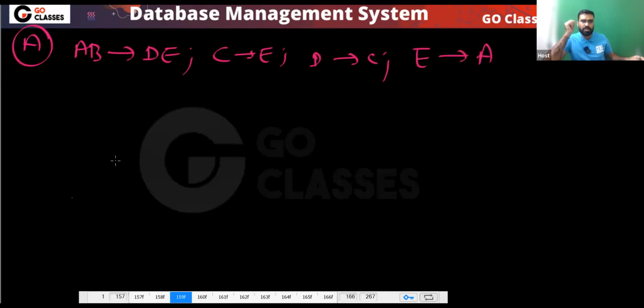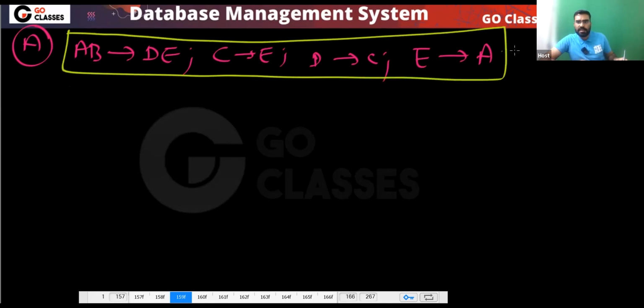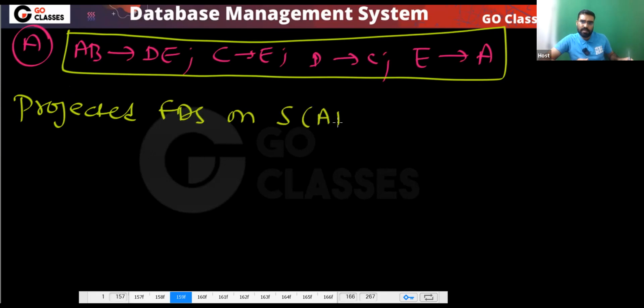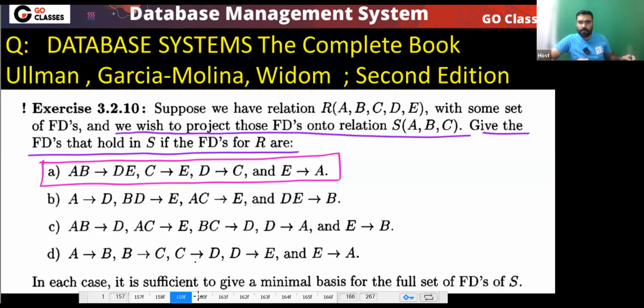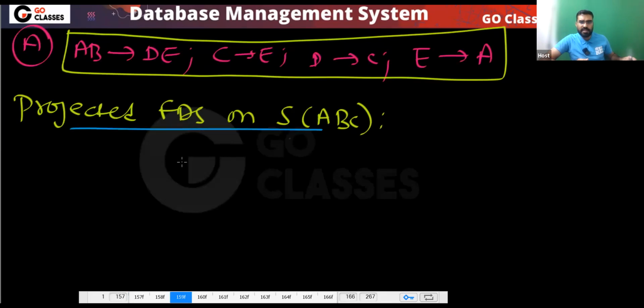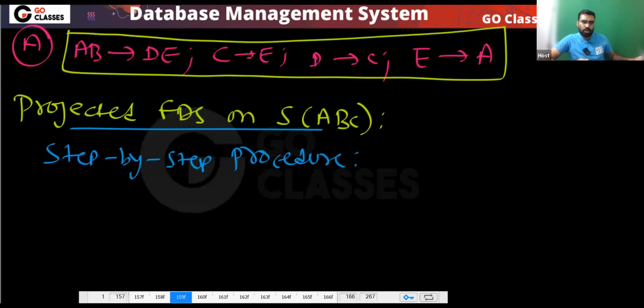These are the overall FDs in R. These are all the FDs that are there in the database. We want projected FDs on S, which is ABC. On ABC, what are the projected FDs? This is what we want. There is a step-by-step procedure to do this. You don't have to do this randomly.